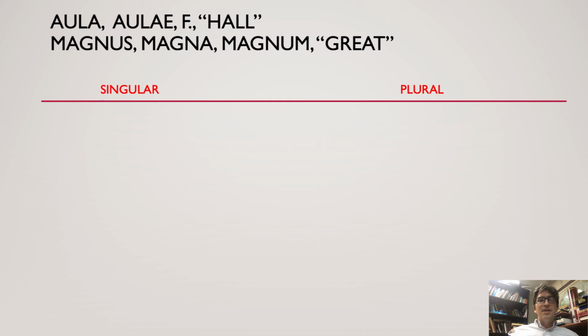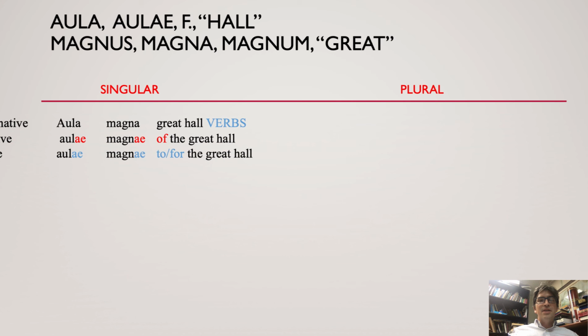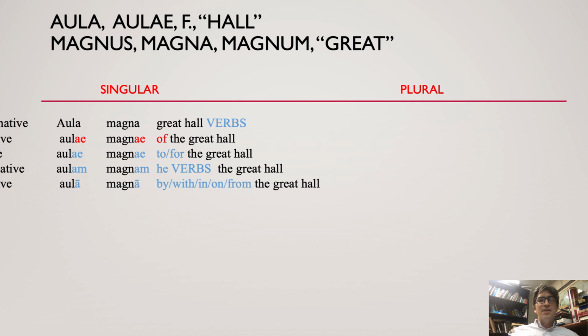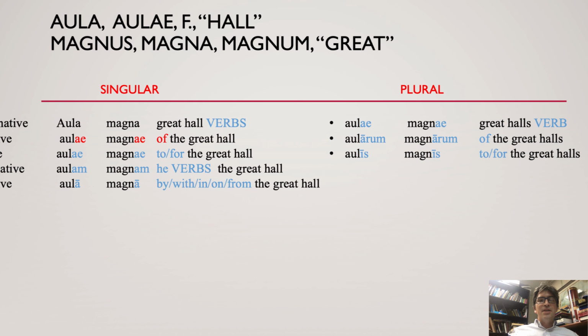All right, how do you think you did? Let's go through our endings. We have aula magna, aulae magnae, aulae magnae, aulam magnam, aula magna, aulae magnae, aularum magnarum, aulis magnis, aulas magnas, aulis magnis.